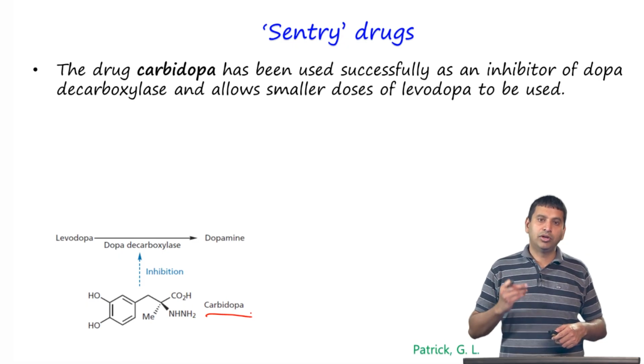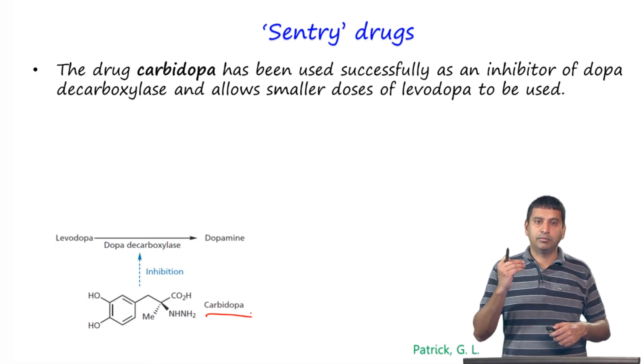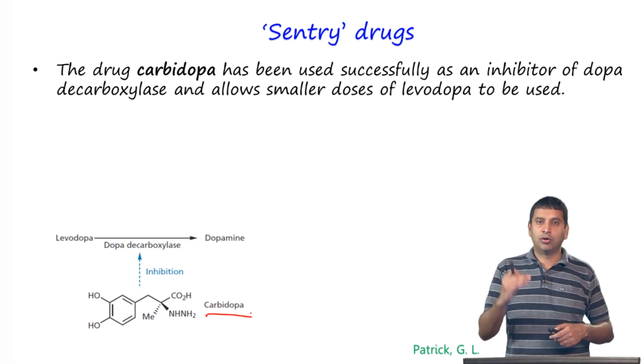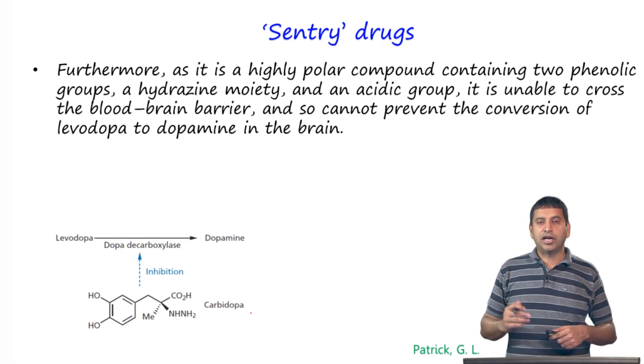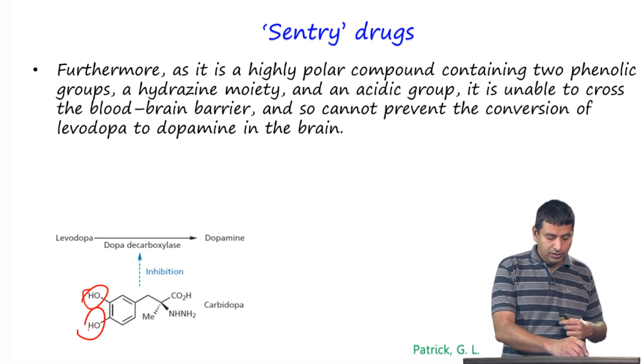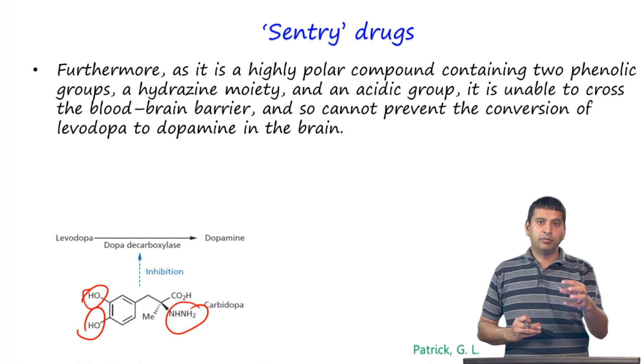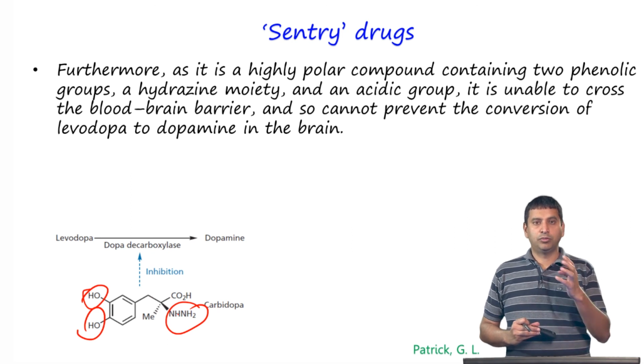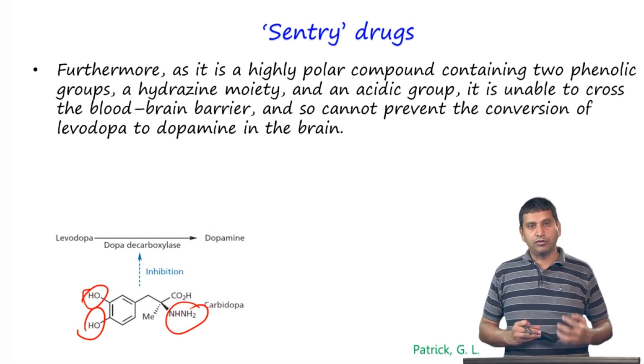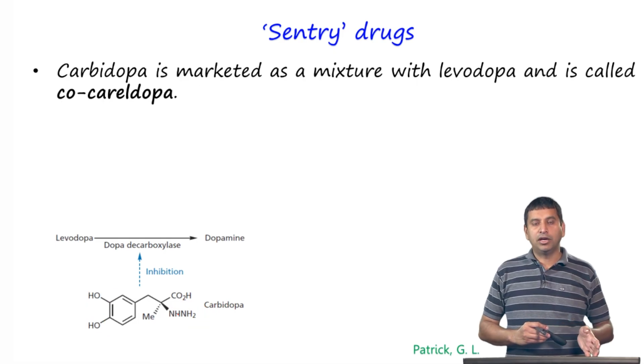And so, this molecule, when it is given along with the parent drug, allows for a smaller dose of levodopa to be used. Furthermore, because it is a highly polar compound which contains two phenolic groups as shown here and a hydrazine, this molecule is unable to cross the blood-brain barrier. So, all the inhibition of this dopa decarboxylase to produce dopamine happens outside of the brain. So, carbidopa is marketed as a mixture with levodopa and is also called co-careldopa.